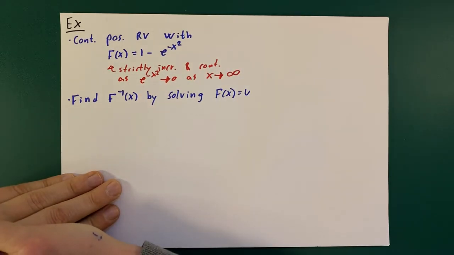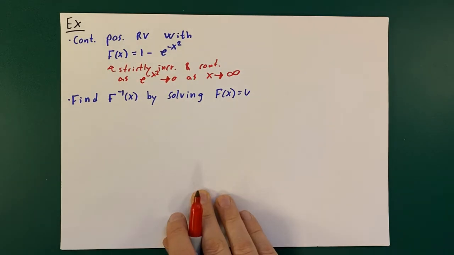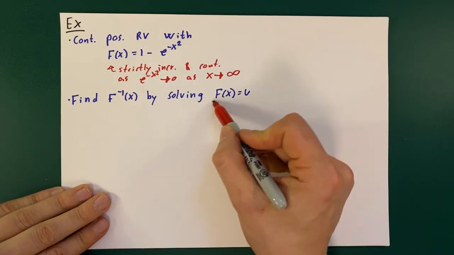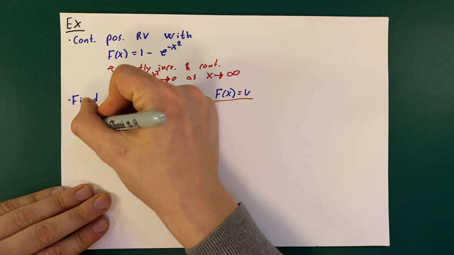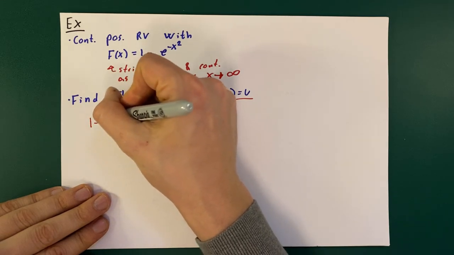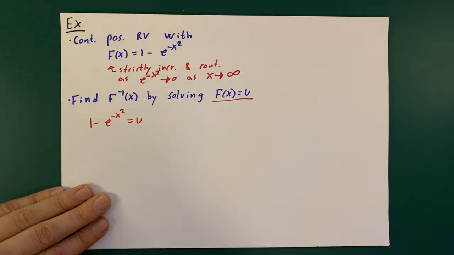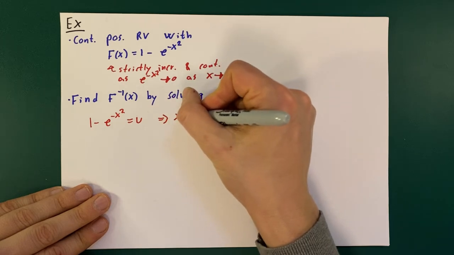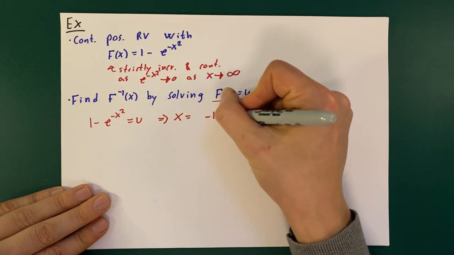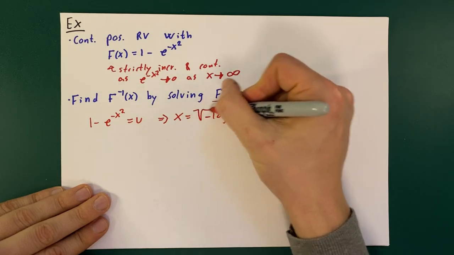So we know that the generalized inverse is the same as the quantile function, and then we can look to try finding the quantile function by solving this expression here. So let's just write that up. So we have that 1 minus e to the minus x squared is equal to u. And then if we isolate x, we'll get that x is equal to minus log 1 minus u. And then we'll take the square root of it.